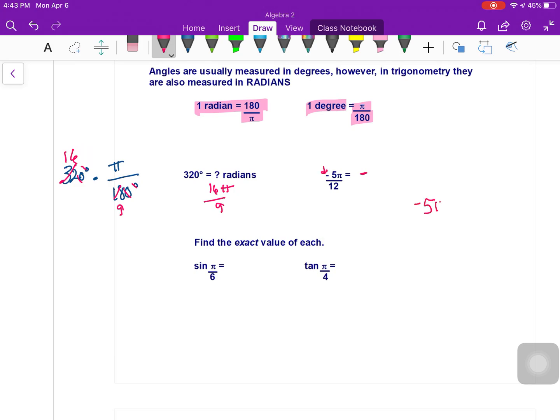So I've got negative 5 pi over 12 times, I need the pi to be in the denominator, so the pi is reduced. So the 180 degrees is in the numerator. So pi reduces. Let's see, 12 and 180 both reduce by 6. That would be a 2, and that would be a 30. 2 and 30 still reduce. So that's a 15 and a 1. So negative 5 times 15 is negative 75 degrees.